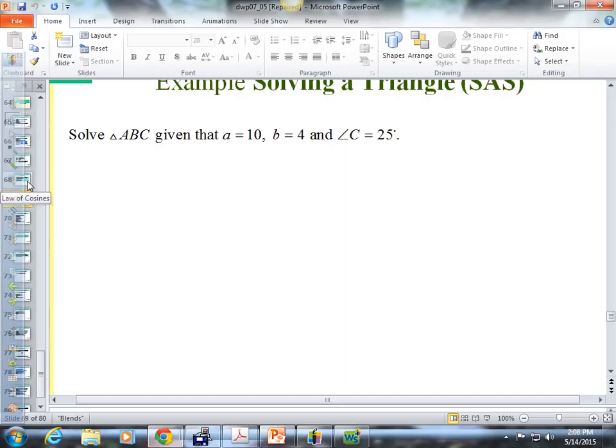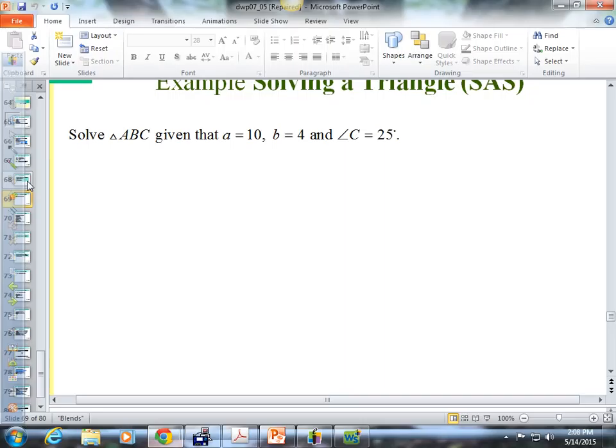All right. Side A is 10, side B is 4, angle C is 25. Do I have a side angle pair? No, I do not. Do I have all 3 sides? No, I do not. Do I have 2 sides in the angle between them? Yes. I've got side A and B, and C would be the angle that is between those 2. So I can use law of cosines.